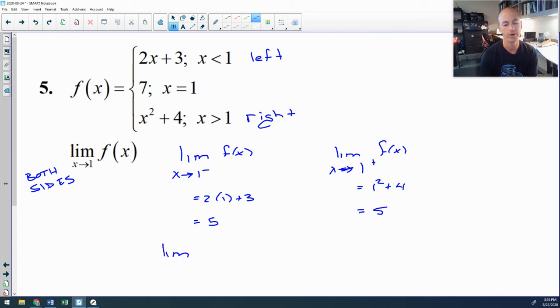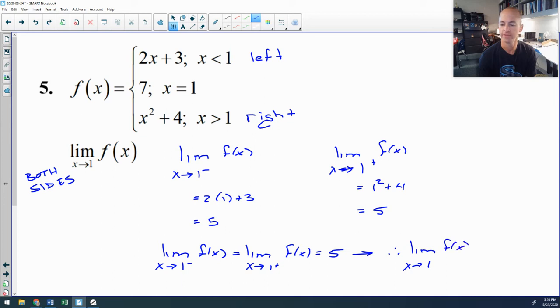So I may even write a conclusive statement here. The limit as x approaches 1 from the left of f of x is equal to the limit as x approaches 1 from the right of f of x. And they both are equal to 5. Therefore, the limit as x approaches 1 overall of f of x is equal to 5. So there is your answer for that one.